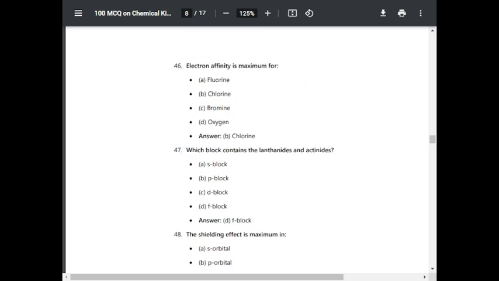Question number 46. The electron affinity is maximum for option A fluorine, option B chlorine, option C bromine, option D oxygen. The correct answer is B chlorine. The electron affinity is maximum for chlorine.